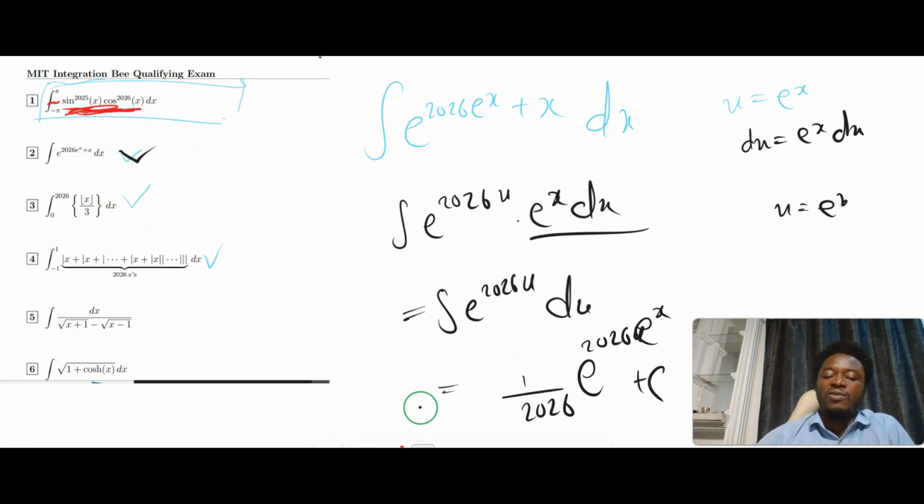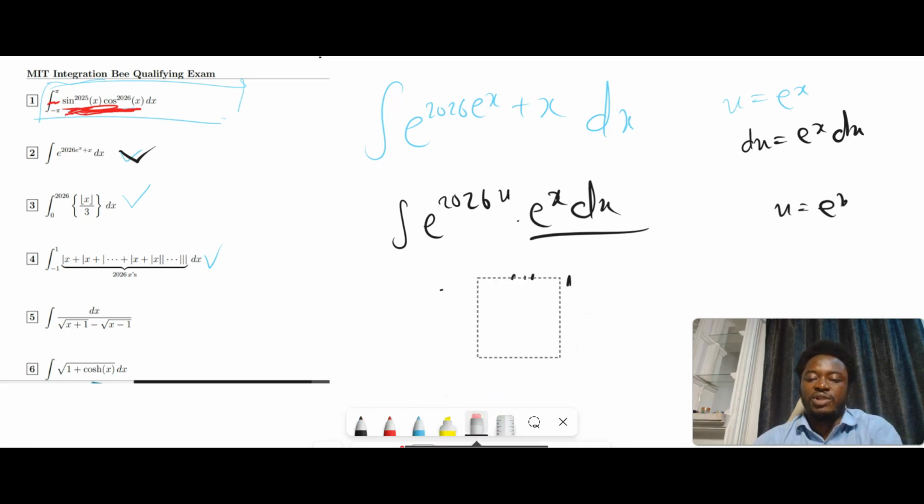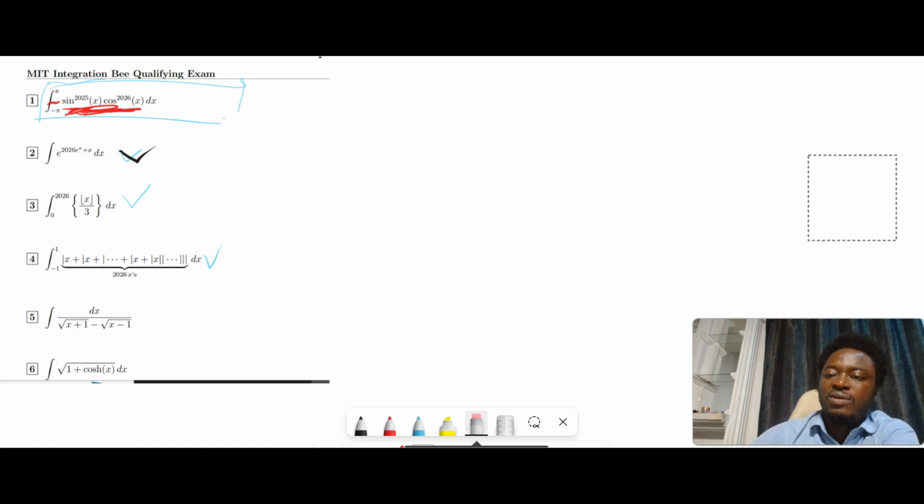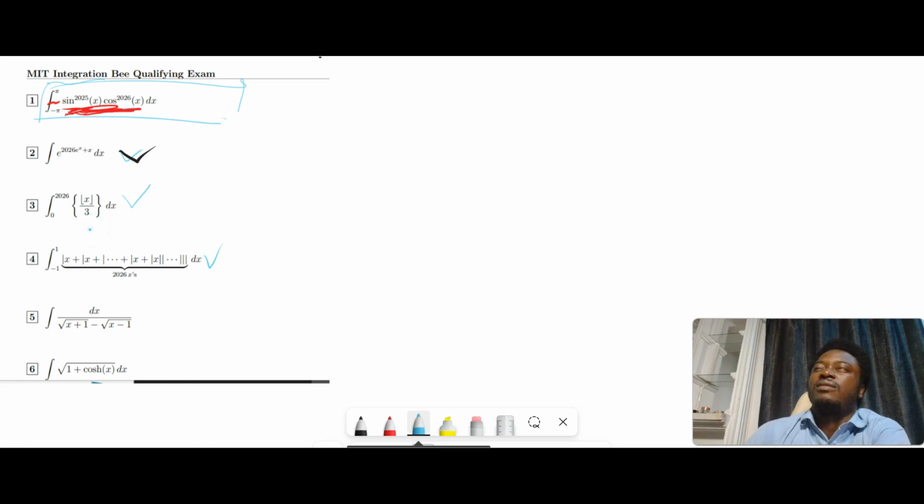What about number 3? Well, number 3 is a bit tricky in some way, but it can be managed, because if you look at this integral, you will see the integral from 0 to 2026 of the fractional part of the floor of x. Now, the problem is that this floor of x and ceiling of x, these two functions are actually called integer functions.